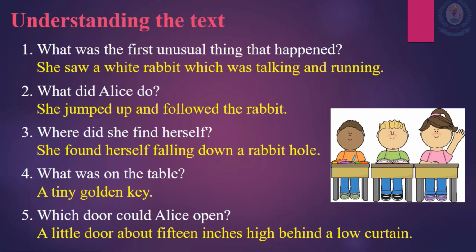Now, how did the story begin? Alice was reading a book by the river, and for the first time she is seeing something unusual. She saw a white rabbit which was talking and running. That was the first unusual thing that had happened.